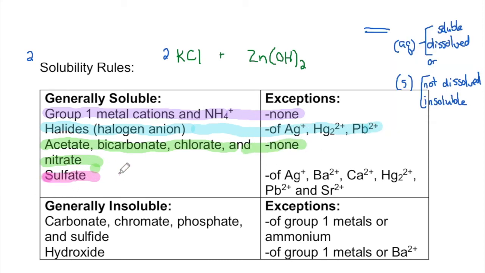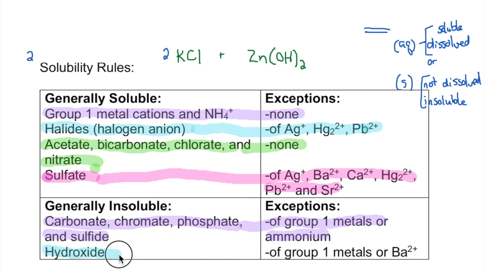And then sulfate ion is generally soluble, but sulfate does have a few cations that are exceptions. So these are kind of matching line by line here. Then we have some things that are generally insoluble: carbonate, chromate, phosphate, and sulfide. The exception here is if it's a group 1 metal, because remember, group 1 metals or ammonium are always soluble with no exceptions. And so if they are involved, these will be soluble, otherwise they generally won't be.